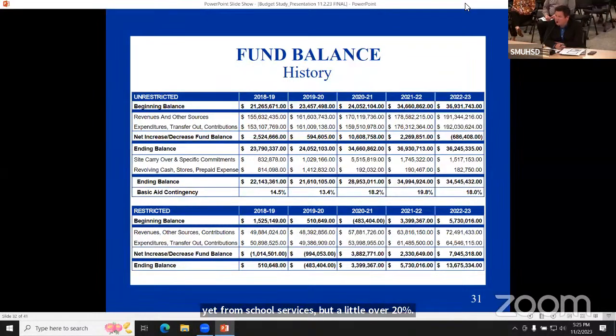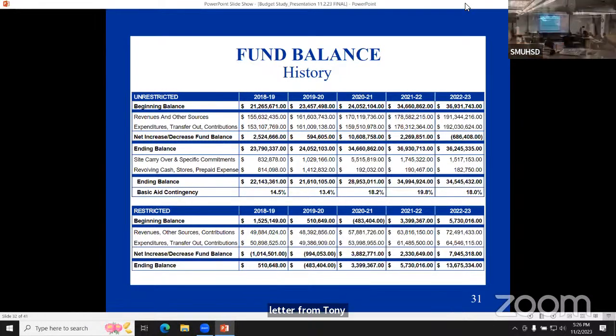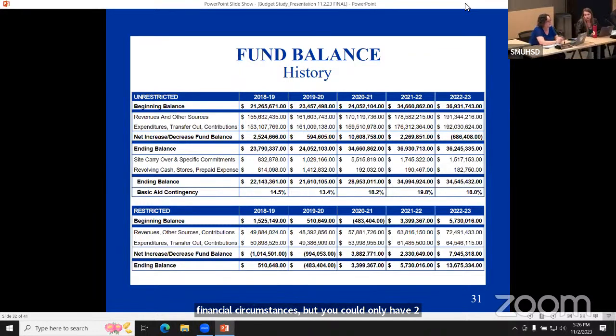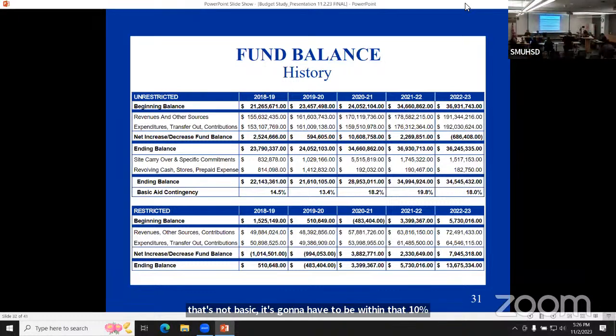But the letter from Tony Thurmond's office says that if you're not basic aid, you can have an exemption, and you have to provide a statement that substantiates the need for combined assigned and unassigned to exceed that reserve cap. You have to identify and associate what you're identifying with extraordinary financial circumstances, but you can still only have 2 years out of 3 years. So at some point, a school district that's not basic aid is going to have to be within that 10% cap, if certain criteria are met. So that's been around, I think, for 5 or 6 years. Next year will be the first year that it will be triggered.